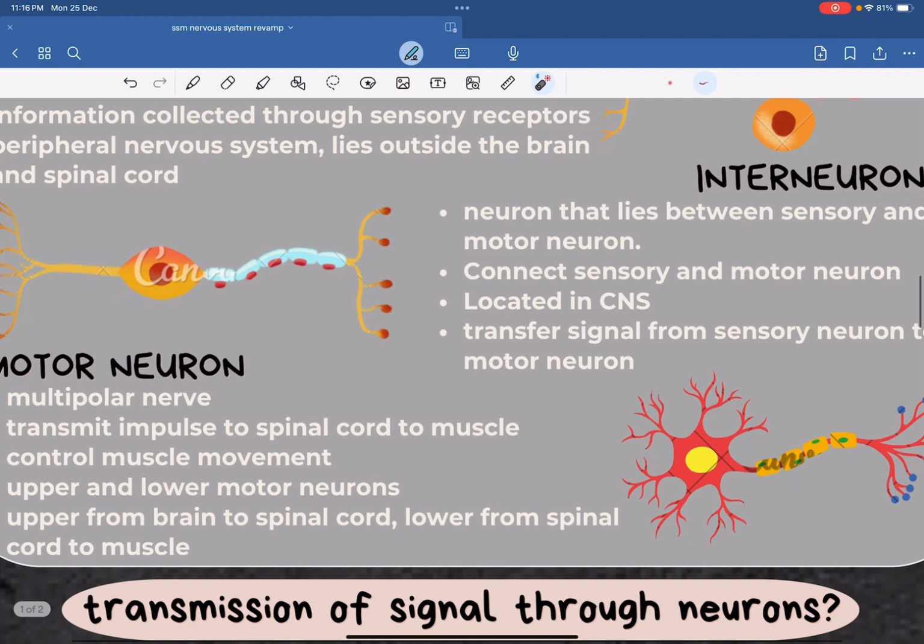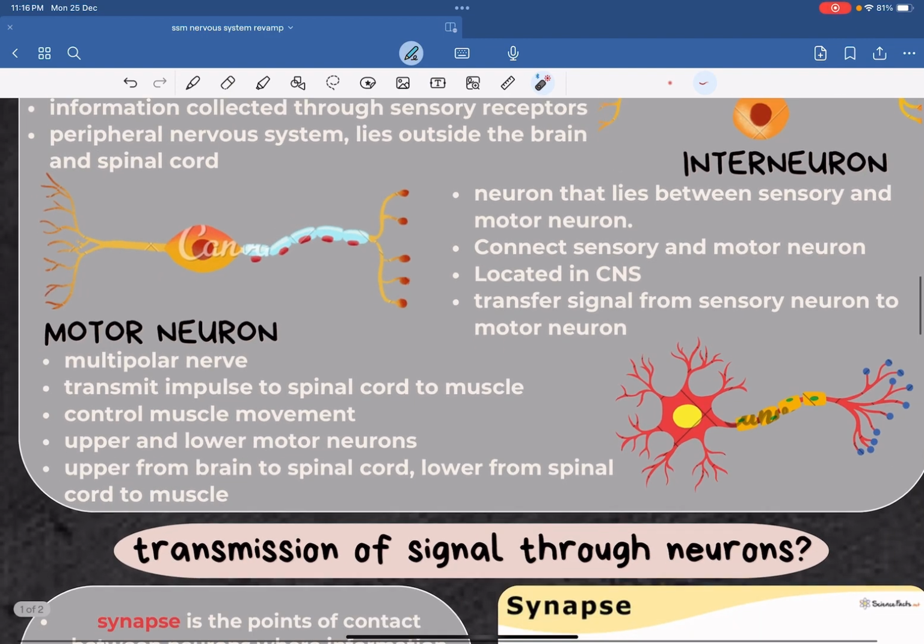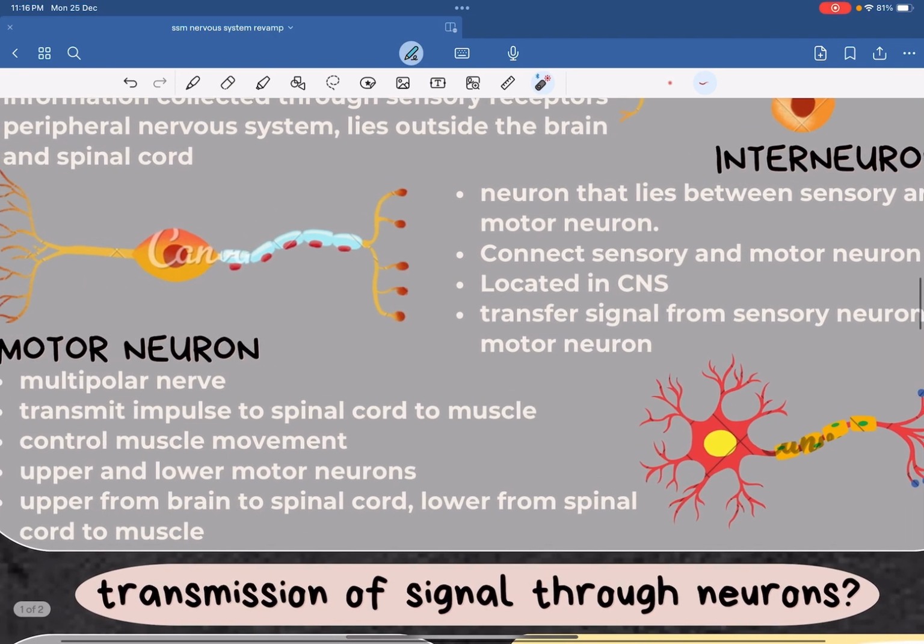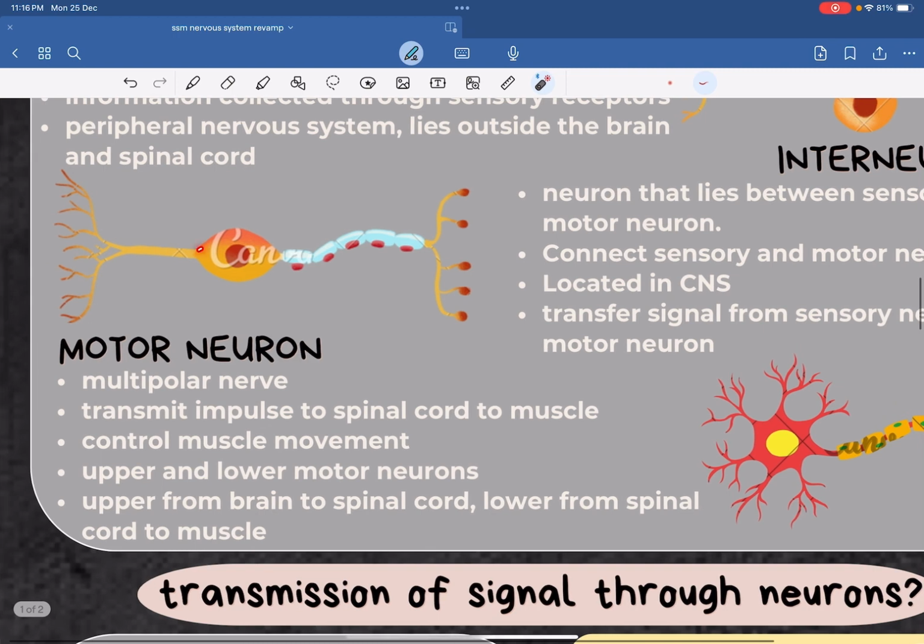Alright. Moving on to the next one, the interneuron. As you can see in this picture, we have 1, 2 branches from this cell body here. So we call this neuron a bipolar nerve, right?